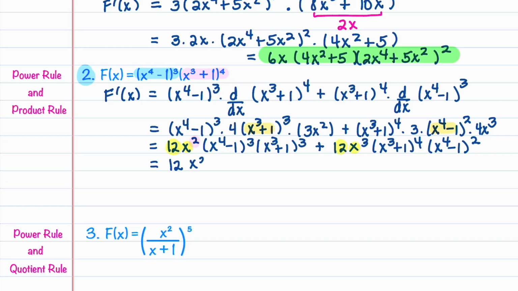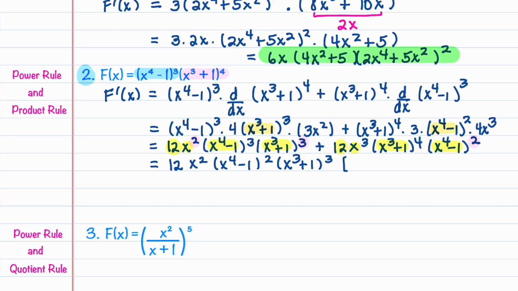So we pull out x squared. And then they both have an x to the fourth minus 1, and we can pull out the lowest power, which is a squared power. So this is x to the fourth minus 1 squared. And then lastly, they both have an x cubed plus 1, and we'll pull out the lowest power, which is a 3. So this is x cubed plus 1 cubed.